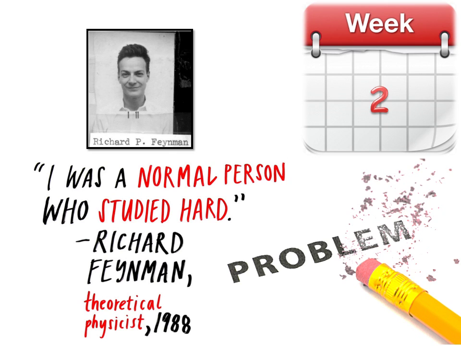So let us begin with a quote by Richard P. Feynman. He says that I was a normal person who just did one thing, that is study hard. So let this be a motivational message for all to work towards clearing CSIR.